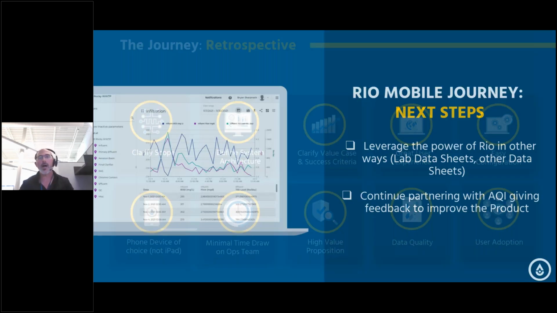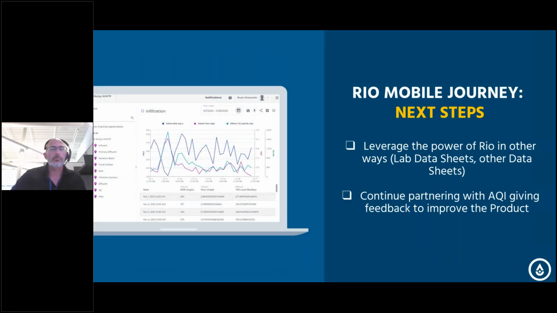And then the last slide: because we're seeing good value with the digitization of the WRF rounds, we plan to come in right behind this next year and digitize the lab data sheets with Rio as well, and then continue partnering with AQI, giving feedback to improve the product.